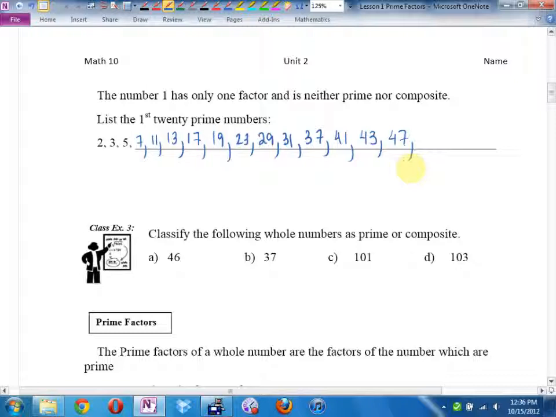53. How much further are we going? 1, 2, 3, 4, 5, 6, 7, 8, 9, 10, 11, 12, 14, 15, 16. 4 more. 55, no. 57? Oh, 5 plus 7 is 12, and 3 goes into 12, so no. 59.